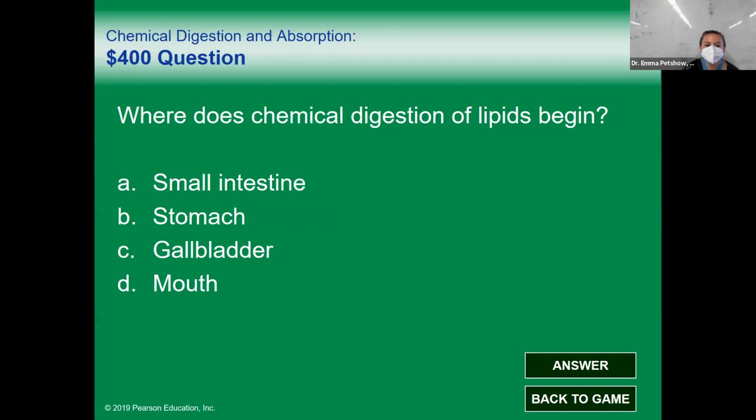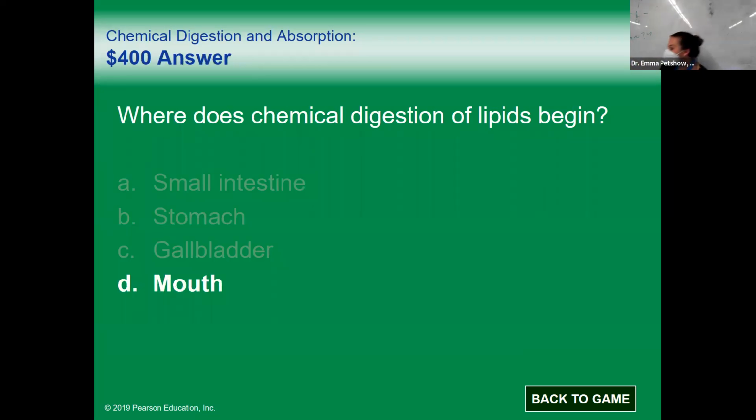Where does chemical digestion of lipids start? This one, I somewhat disagree with, but choose your best answer. I disagree with what their answer is. I'll agree with your answer. So it says mouth. Why I don't love that answer is because there's really no lipid digestion in the mouth except for mastication. And so that's why it's correct. Yes? Lingual lipase. Yeah, lingual lipase counts. That's true.